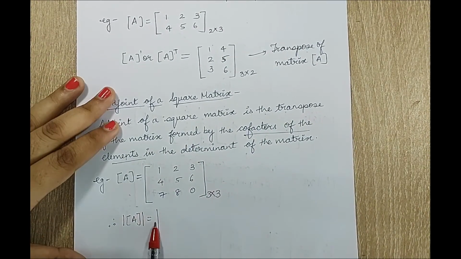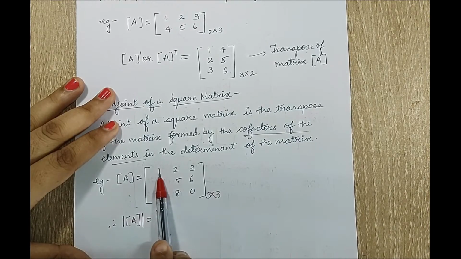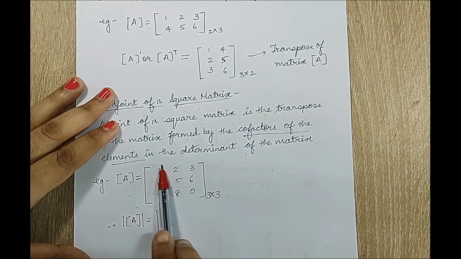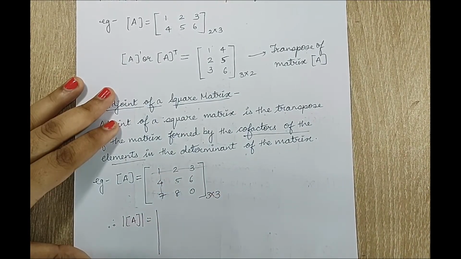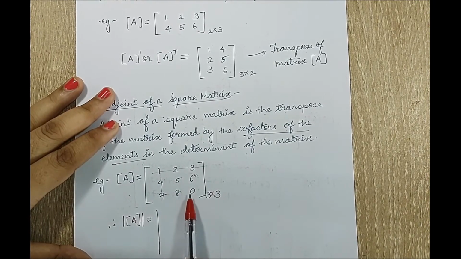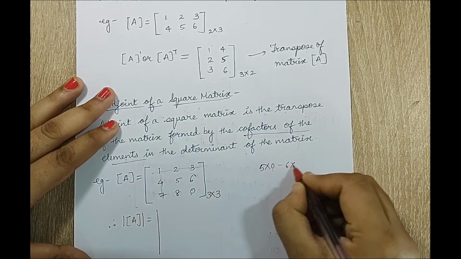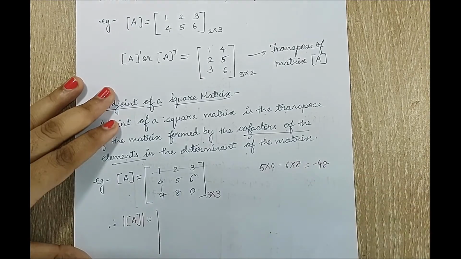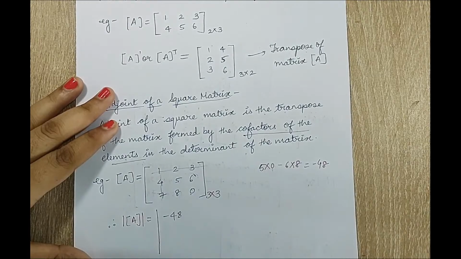For finding this, I'll have to do a very simple calculation. Suppose I am calculating the cofactor for the first element 1. For that, first I'll have to forget the row and the column in which it is present. So if it is present in the first row, first column, forget it for some time. Now you can observe there are 4 more elements that you can see. Just simply multiply 5 into 0 minus 6 into 8, which is equal to minus 48. So this is the cofactor of the first element which I am going to write over here.